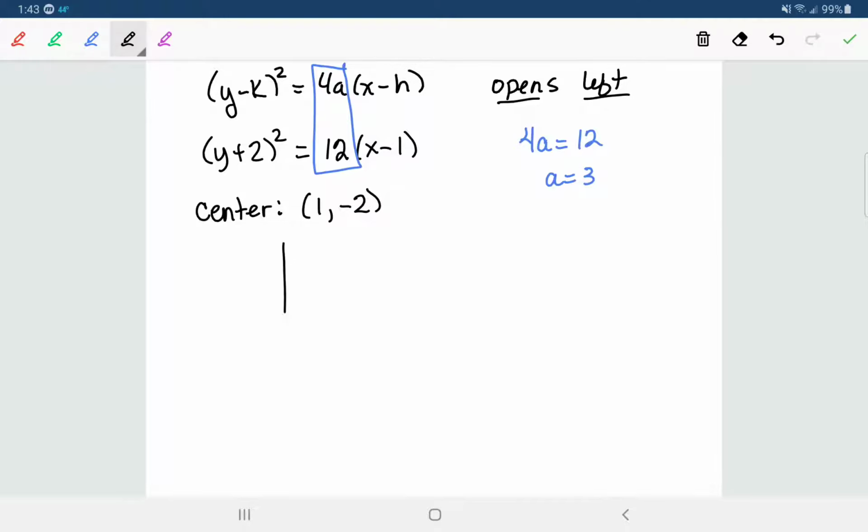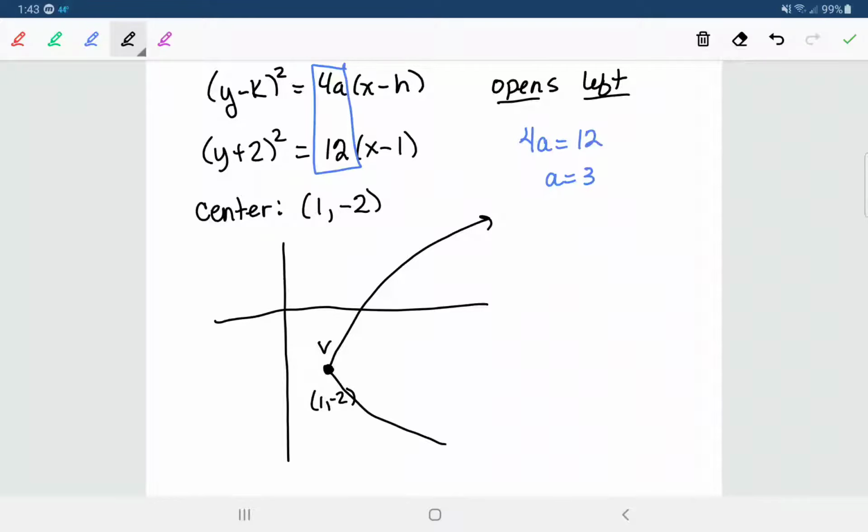So if we were to graph this, what we'd have is we can put down the vertex at 1 comma negative 2. It will open to the left, like so. And there will be a focus over here. Now, what is a? a is the distance in between here, and a is equal to 3. So the coordinates of the focus are 4, negative 2.